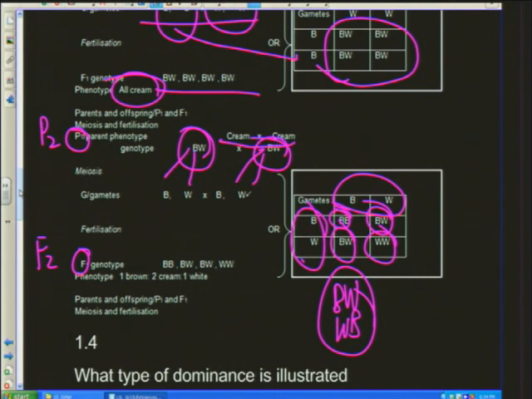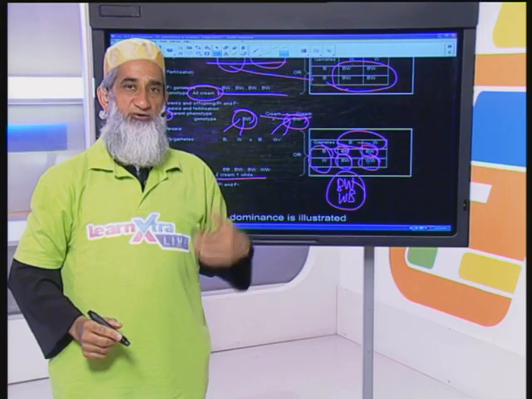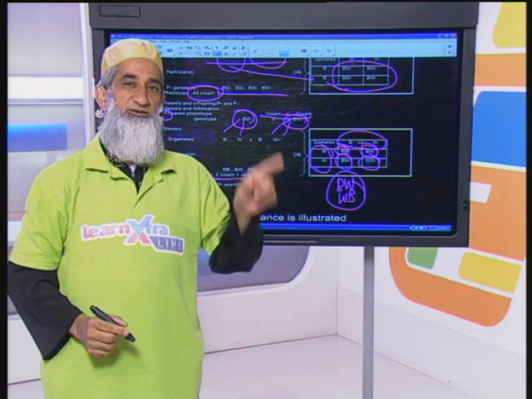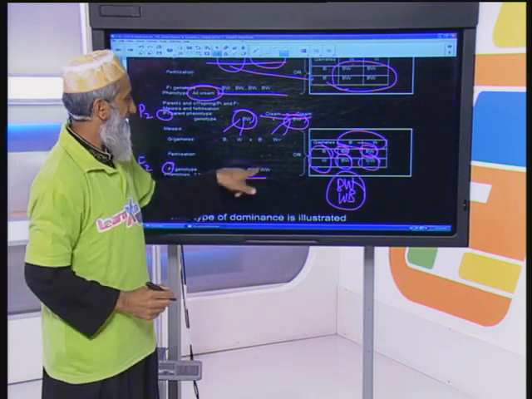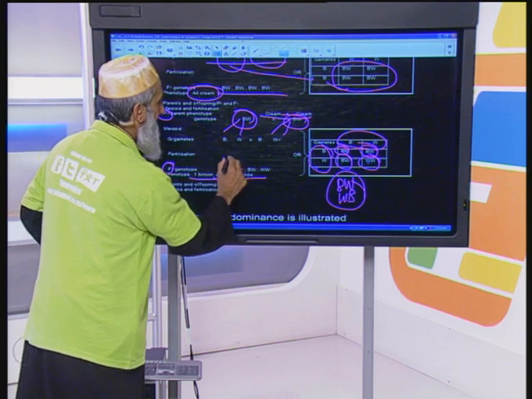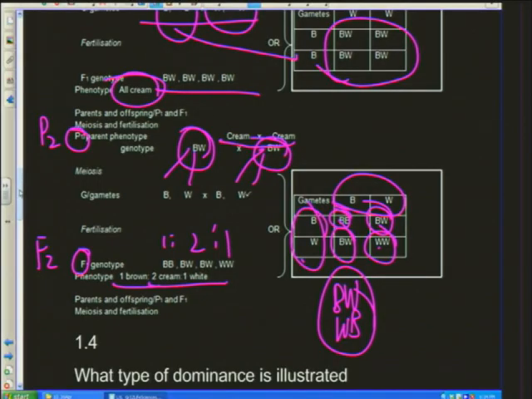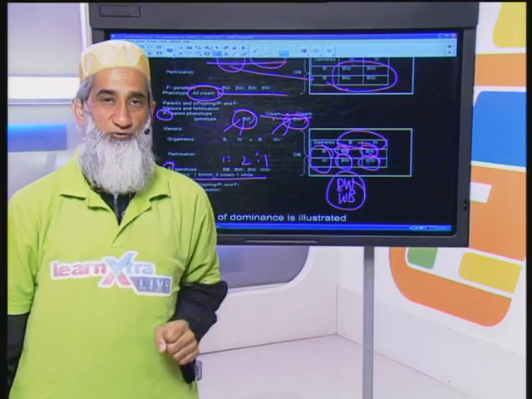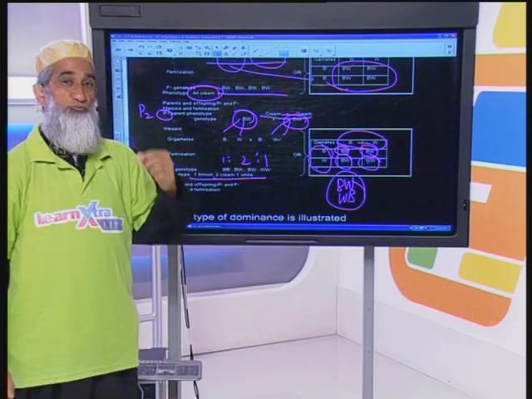Okay? Now, what we have here now. Look at the genotype. We have one homozygous brown, two heterozygous, and one homozygous white. That's what we got there. And the phenotype, one brown is to two cream is to one white. Now, if you remember, when we did the heterozygous cross last week in complete dominance, our genotype ratio was 1:2:1. Here, the phenotype is 1:2:1, and the genotype is 1:2:1. In our heterozygous complete dominance, we had the answer 75:25 or 3:1 in the phenotype. Here, the genotype and phenotype ratio is 1:2:1.